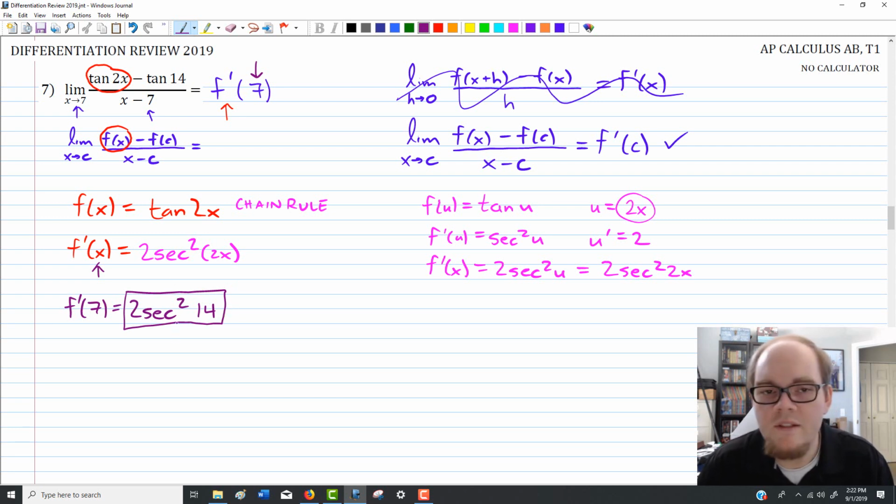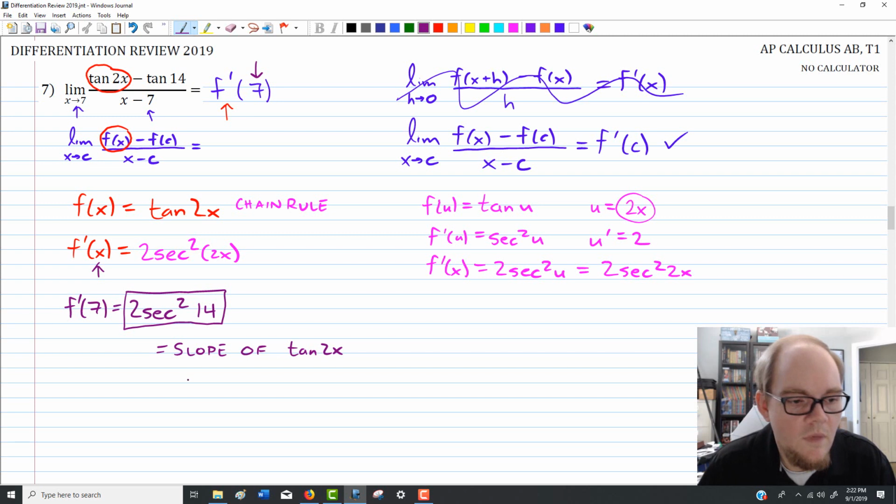And again, what that represents is the slope. In fact, let's write this once just so we can always throw it back. This is the slope of the function tangent of 2x at x equals 7. So we just found a particular slope, and voila, we have it.